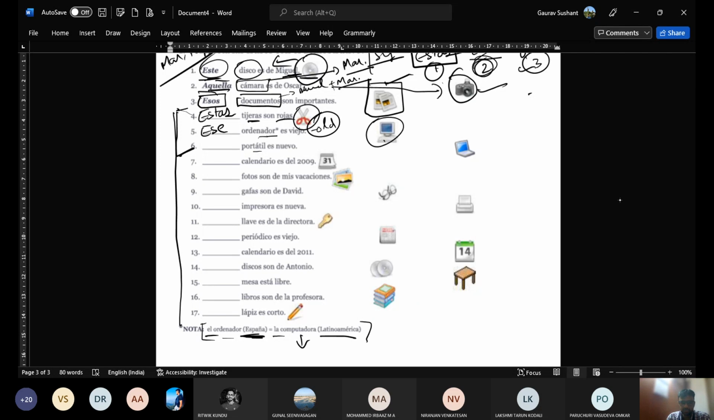Number 6. Aquel portátil es nuevo. Exactly. So portátil, I think it means the laptop. Exactly, it is portátil, so portable. That is the word portable. So this is the short form. That is what they use. Otherwise, it will be ordenador portátil, like that generally they say. But let's use portátil only. So aquel we are going to use because this is a masculine one. Thank you. Next one, number 7, 8, and 9.